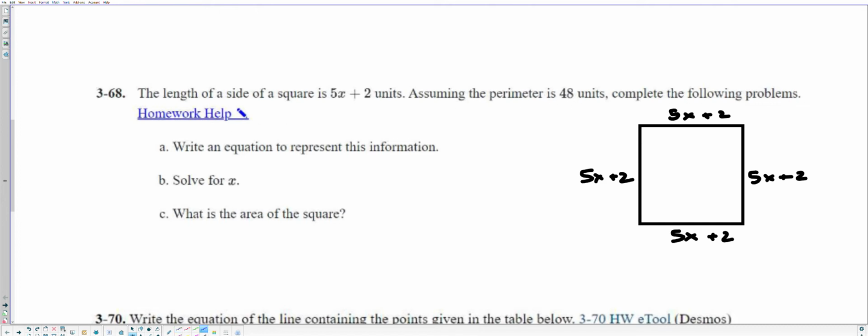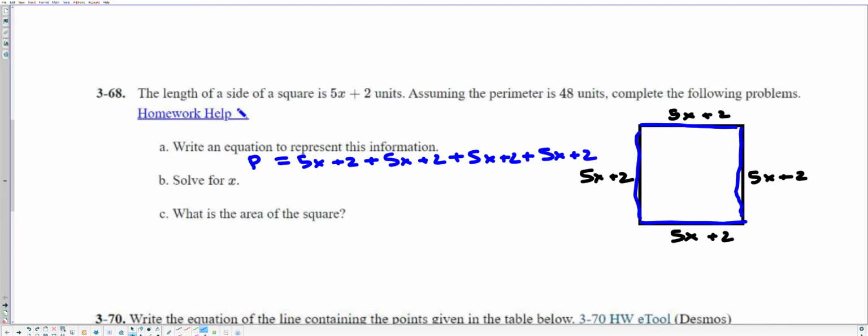Okay, so part A, write an equation to represent this problem. So we know that the perimeter equals 5x plus 2 plus 5x plus 2. Okay, we just did these two sides, 5x plus 2 and another 5x plus 2, and then we got another 5x plus 2 down here. And then we got another 5x plus 2. So you actually have 4 of those 5x plus 2 going on.